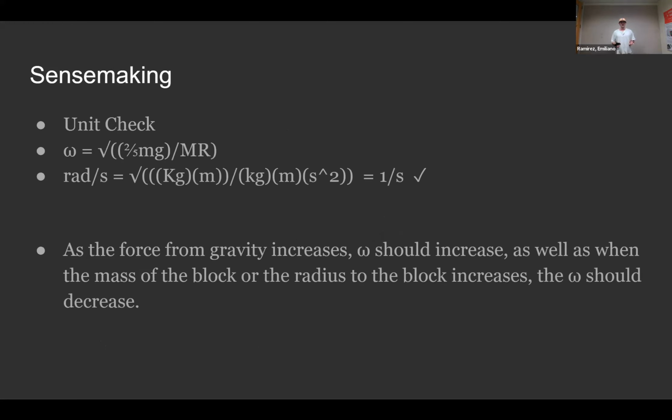And if we look at units here for a little sense making, going through all of it, I get per second, which is perfect because radians are unitless in a linear system. And thinking about what each piece here tells us, it makes sense that as the small m and the force of gravity work to increase the centripetal acceleration, our omega is going to have to go faster to work against that. Or vice versa, as our big M and big R increase, omega is not going to have to be nearly as big to counteract that force from the ball.